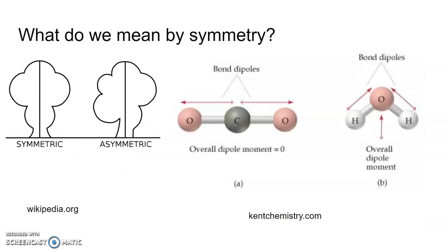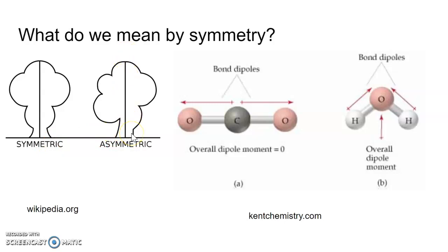So what do I actually mean by symmetry? We've learned before there are things that are symmetrical and things that are asymmetrical. For this particular one, it's symmetrical just along the y-axis. And this would be considered asymmetrical along the y-axis.